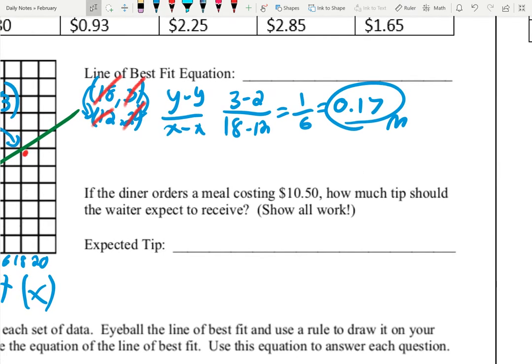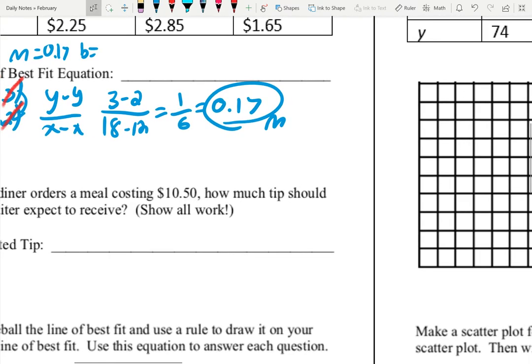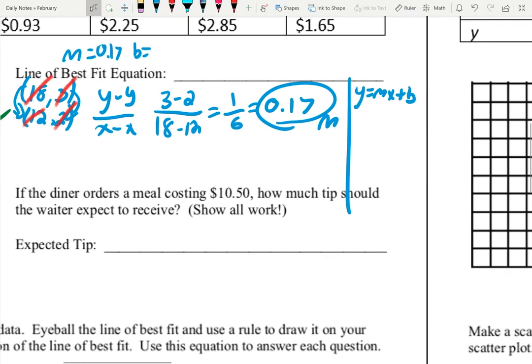So when I write my equation of best fit, remember, I'm looking for essentially just my m value and my b value. Now, I already know that m is 0.17, but now I have to find out what the b value is. And here's how I do that. I'm going to take my slope-intercept equation, y equals mx plus b. And I'm going to plug in a y value, my m value of 0.17, and an x value, and then I'll find b.